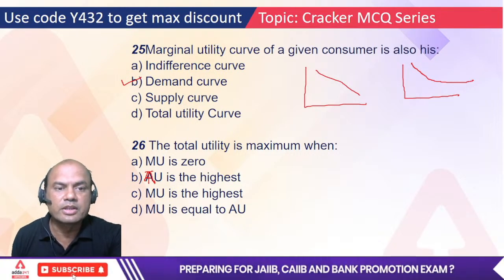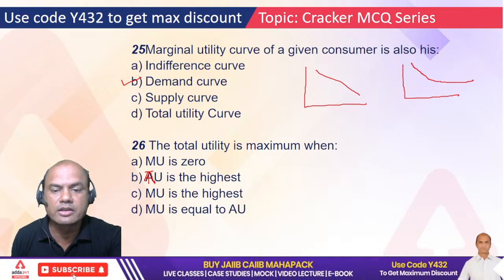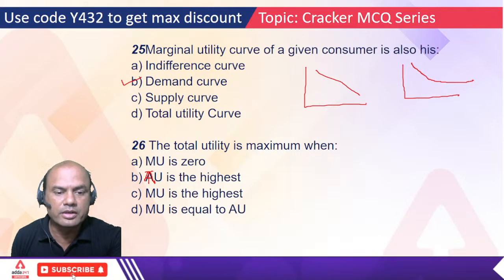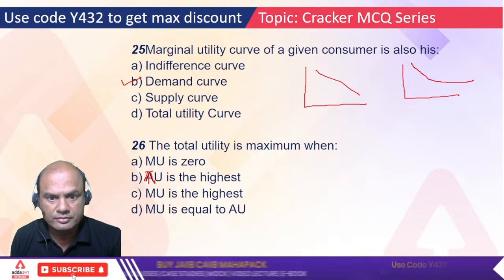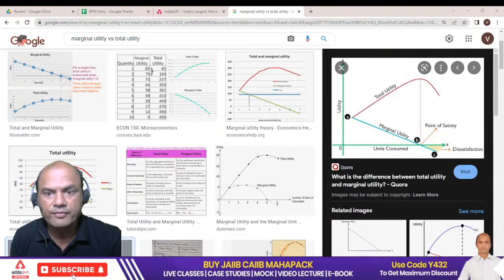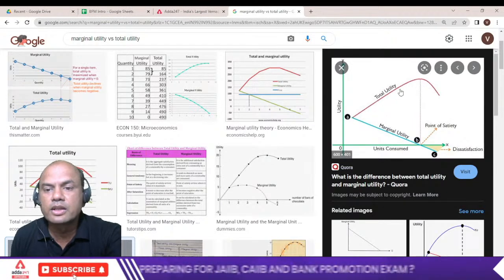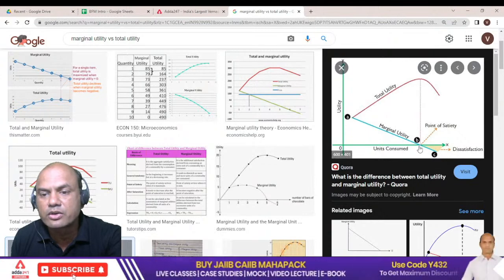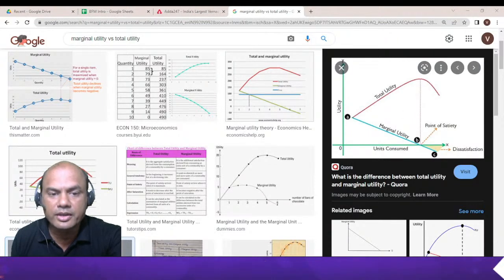In the graph, this is the marginal utility curve. I'll show you live over here. Now you are able to see this. Total utility is maximum when marginal utility is equal to 0. That is the answer. So the correct answer is 0.